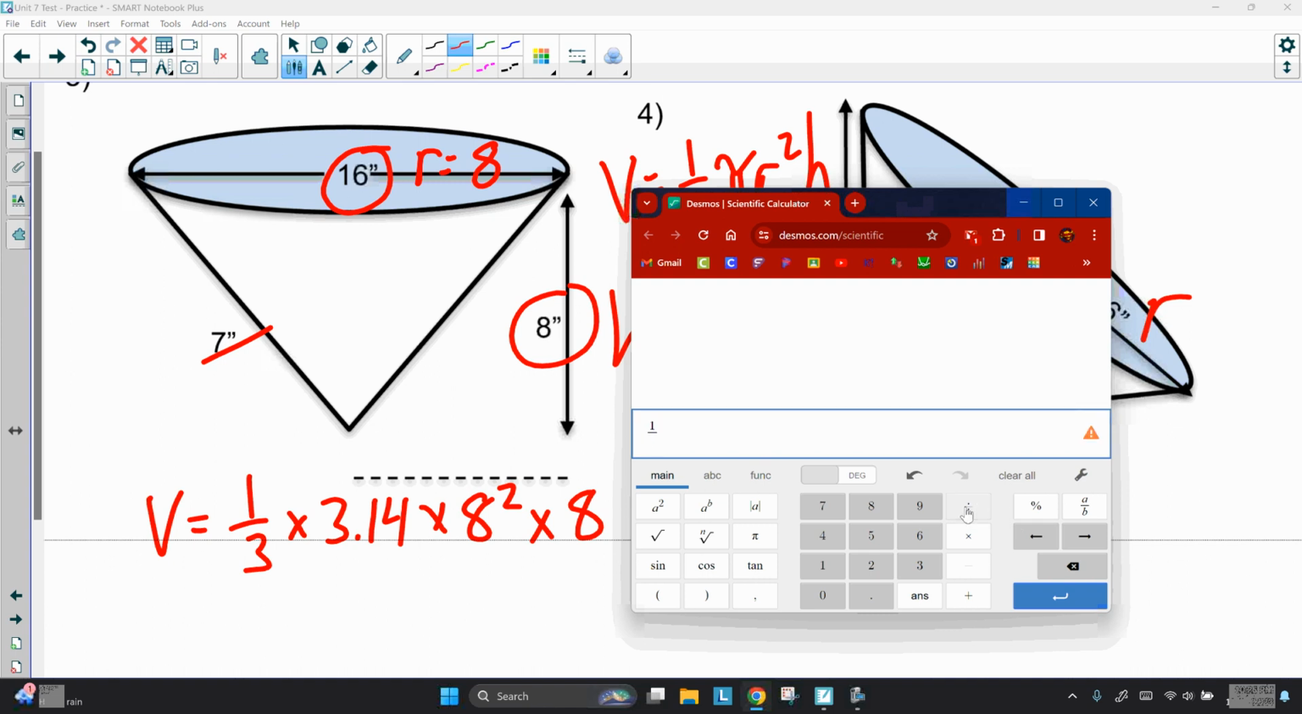3, scroll over, times 3.14 times 8 squared times, oh, where to go? There you are. So 535.89.